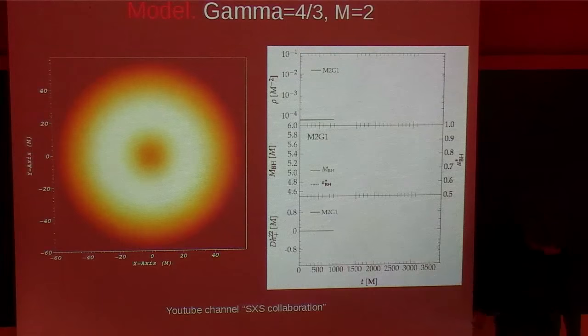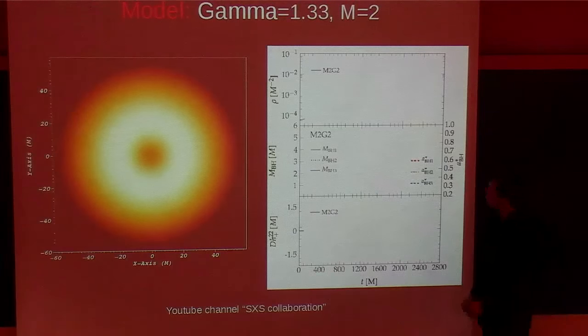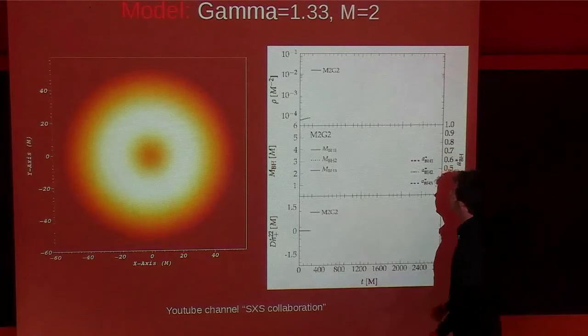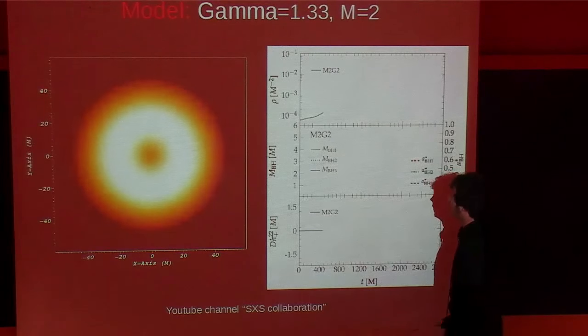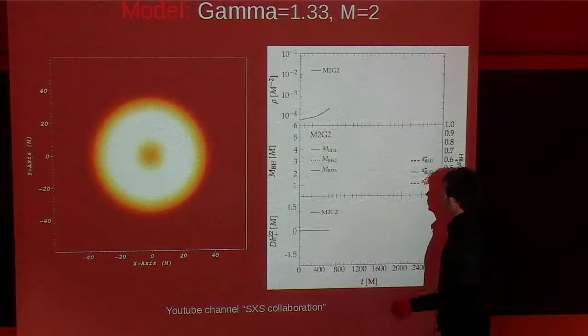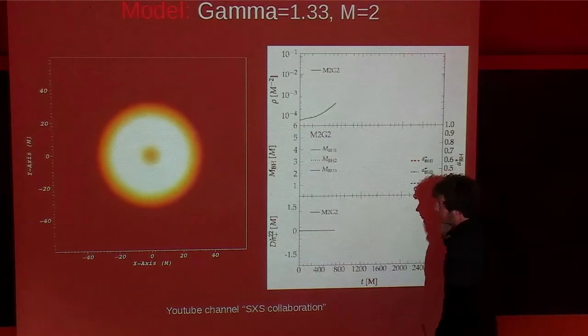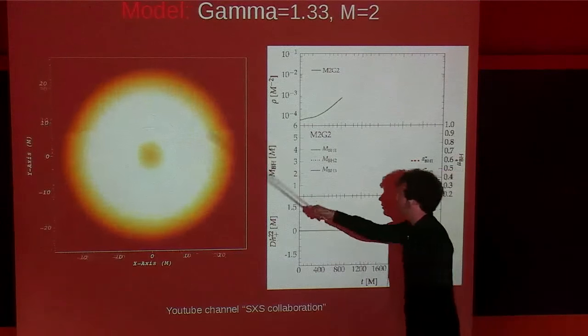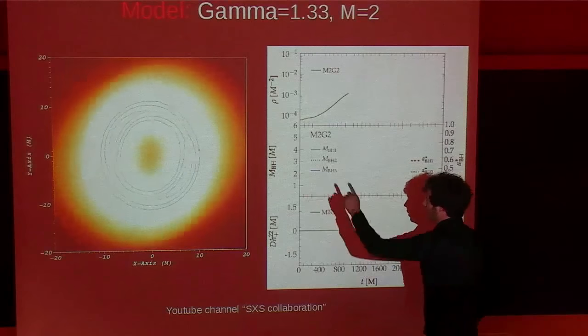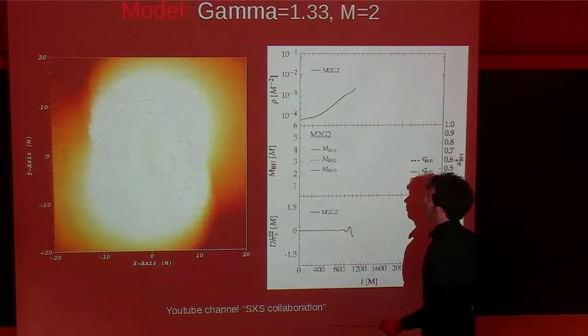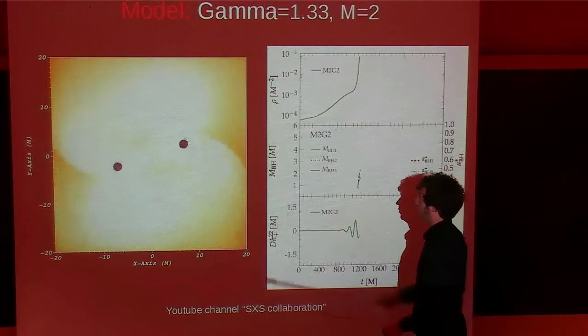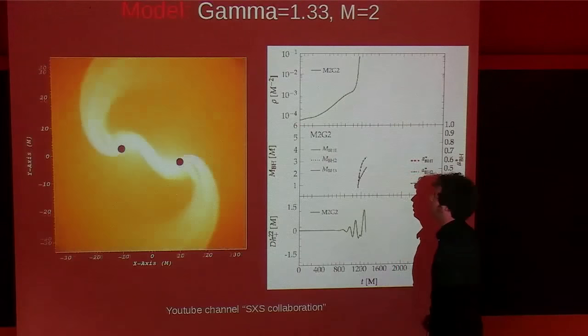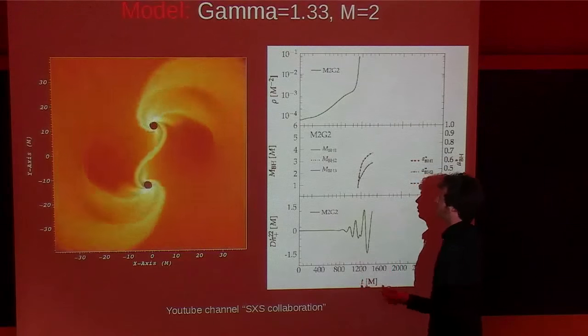So now comes the more interesting configuration. Here we again have an M equals 2 density perturbation, but we have reduced the adiabatic index. Collapse is now, of course, much faster. You see that the entire star also collapses as a whole. Now the two fragments form, and you form in each of the fragments an apparent horizon. So you have two black holes which orbit each other.